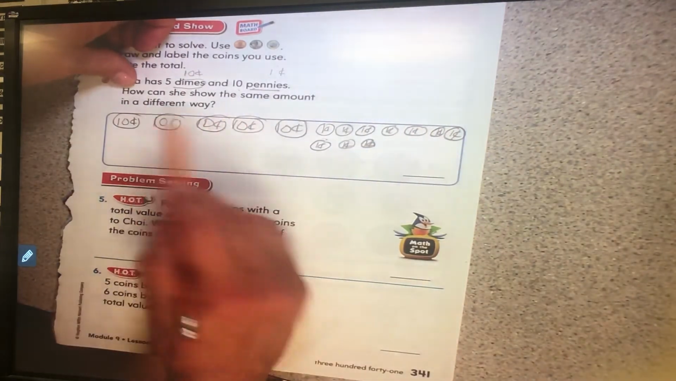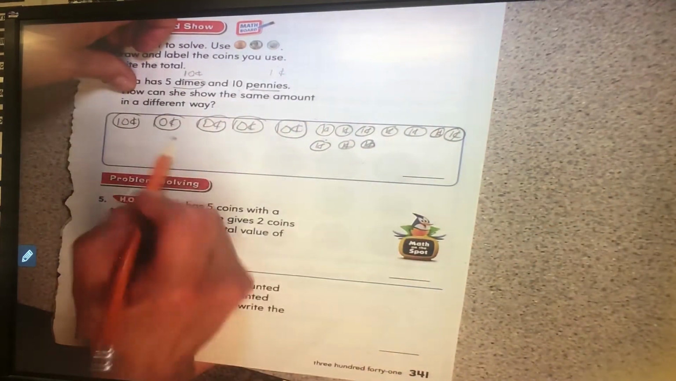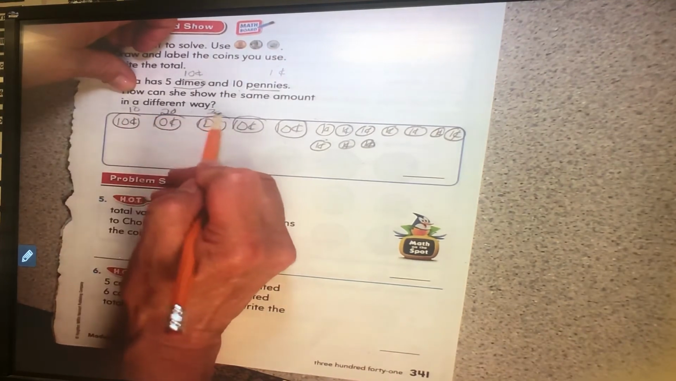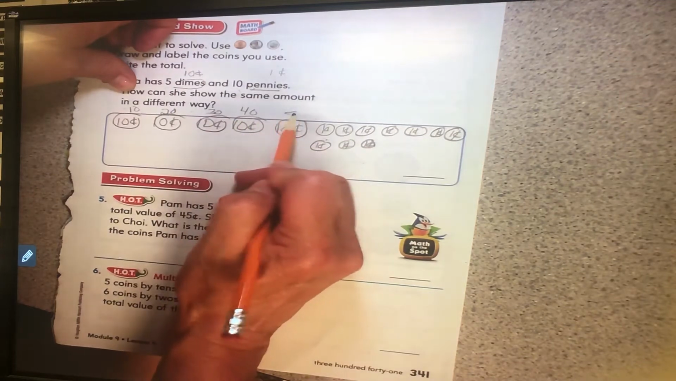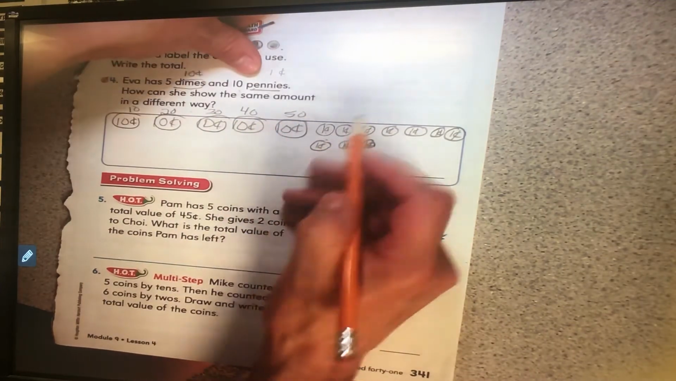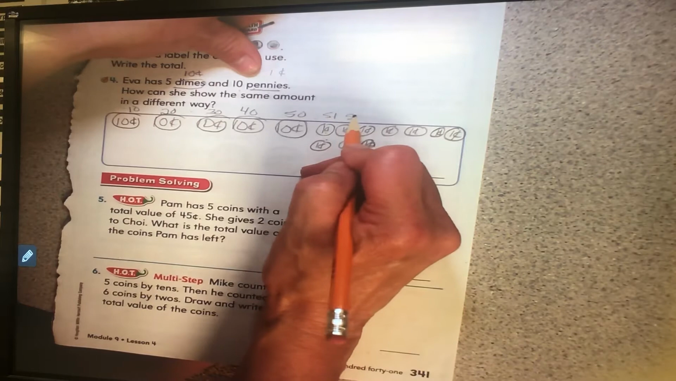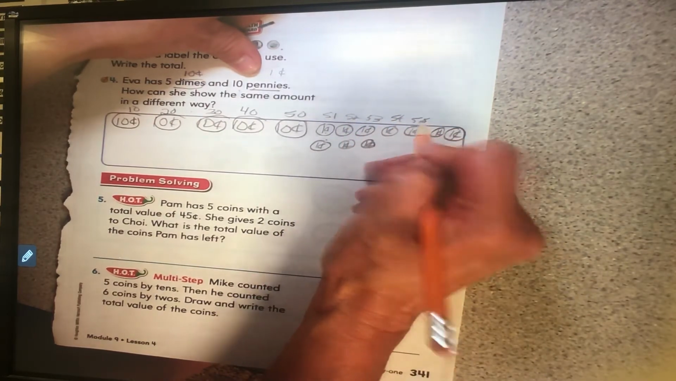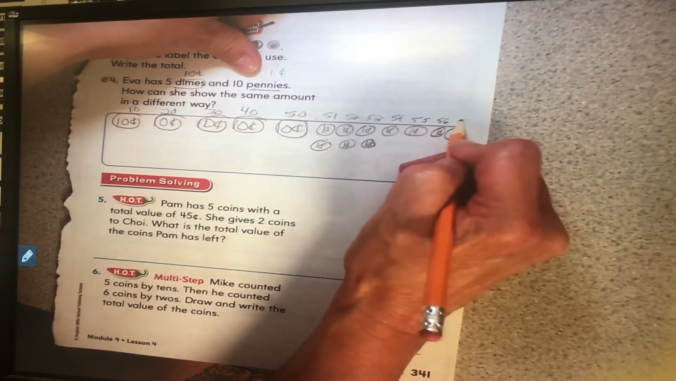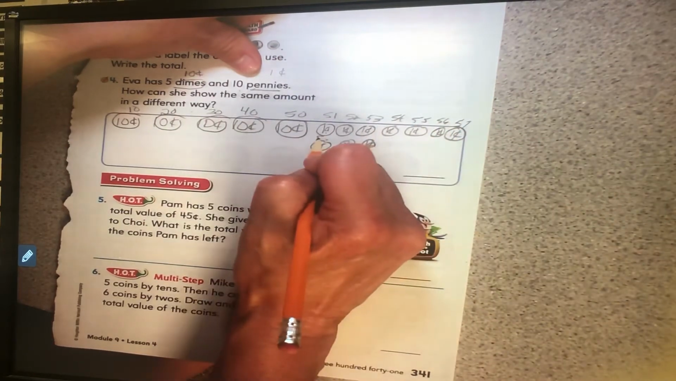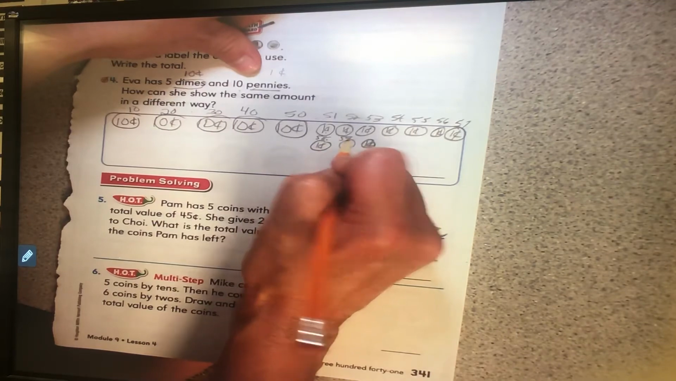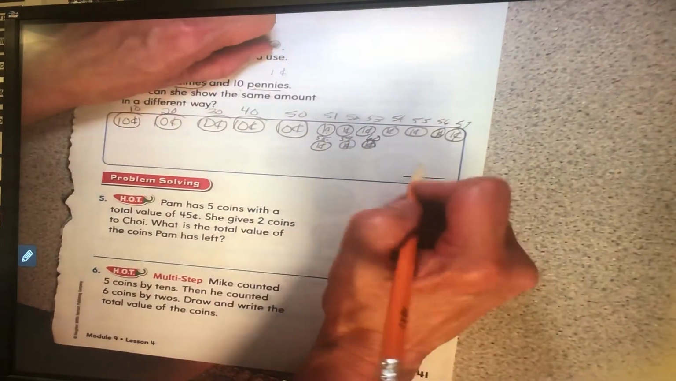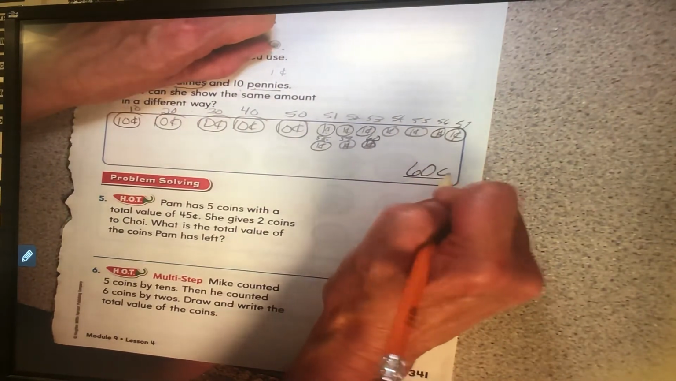How could we do it in a different way? Let's find out first how much it is. 10, 20, 30, 40, 50. And now we're going to start counting by ones. 51, 52, 53, 54, 55, 56, 57, 58, 59, 60. So it's 60 cents. Let's put it right here, 60 cents.